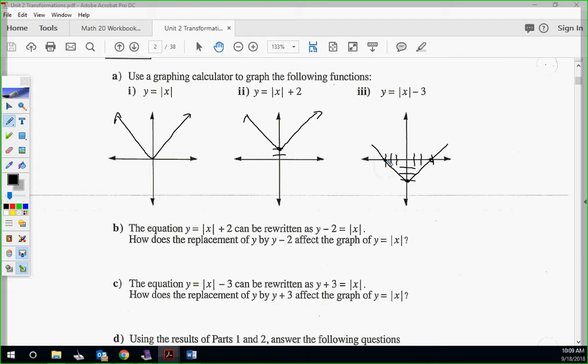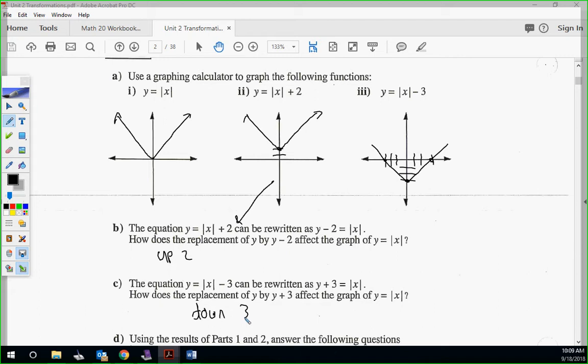Okay. The equation y equals absolute value of x plus 2 can be rewritten as y minus 2 equals absolute value of x. How does the placement of y minus 2 affect the graph? It moves up 2. Okay. If we rewrite the second one, you can see it's the down 3. All right, good. We're going to fly through this page quick here.